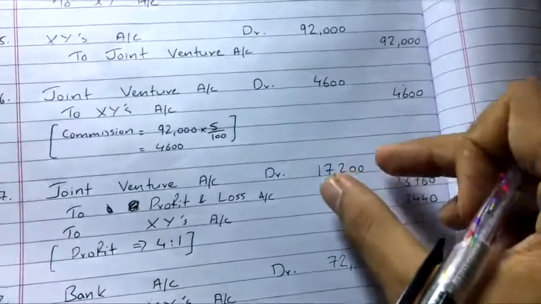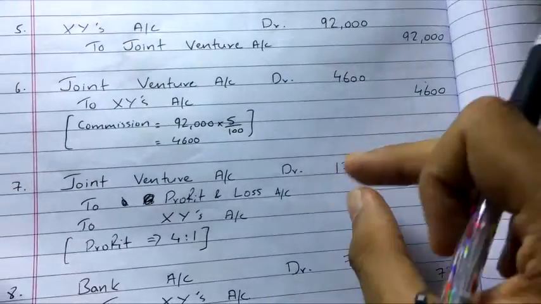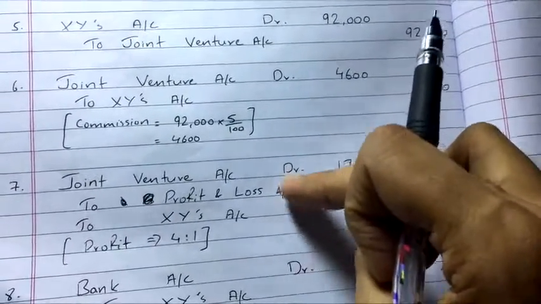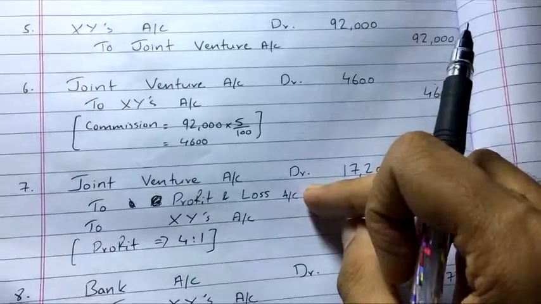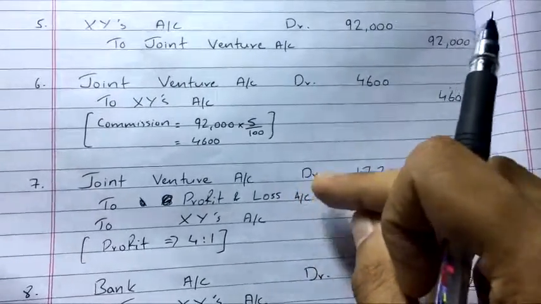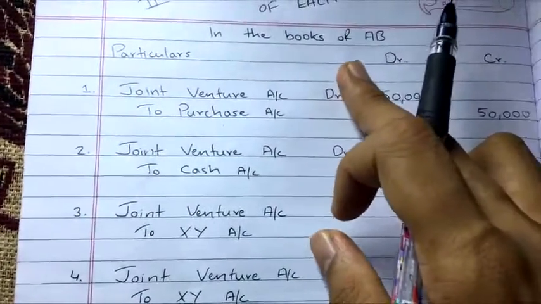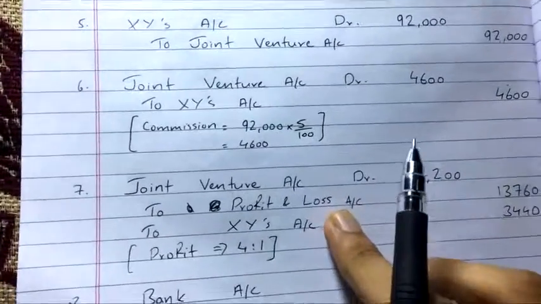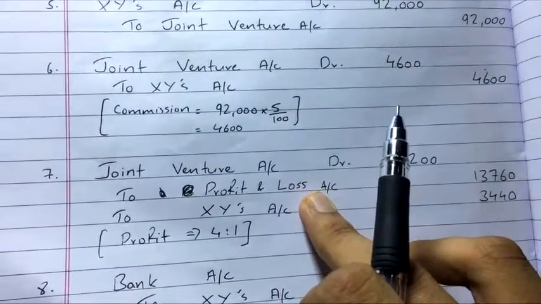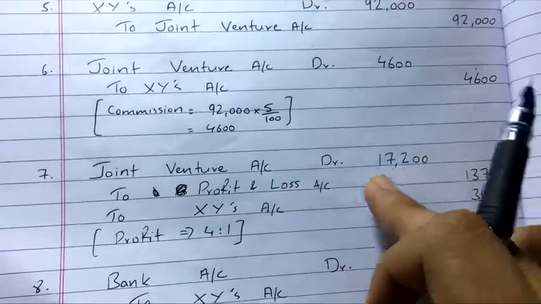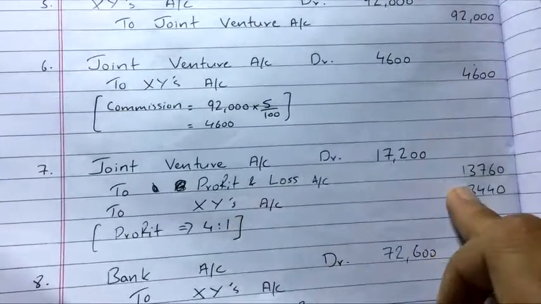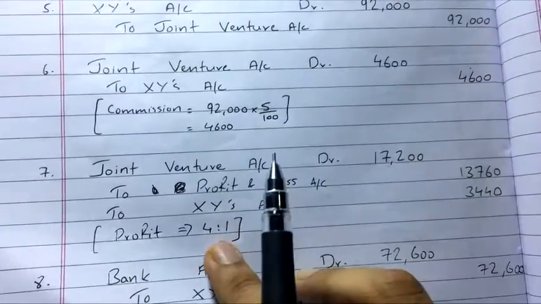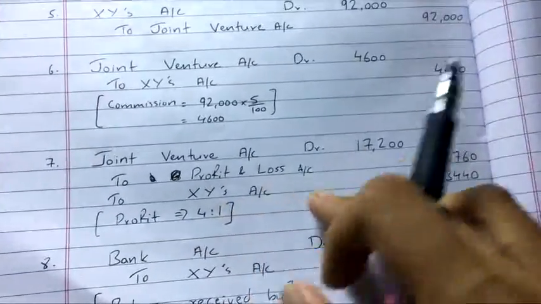So then you have to distribute the 17,200 among these two co-venturers. Since you cannot take AB's account in the books of AB, you have to take profit and loss over here. Profit of AB will go to profit and loss account, and the remaining profit will go to XY account, in the ratio 4:1. Simple. So this is the entry.